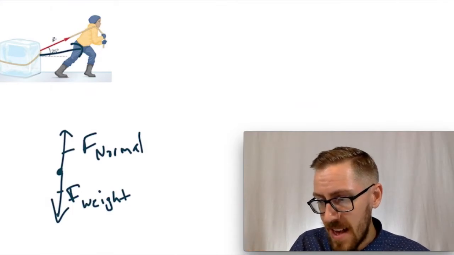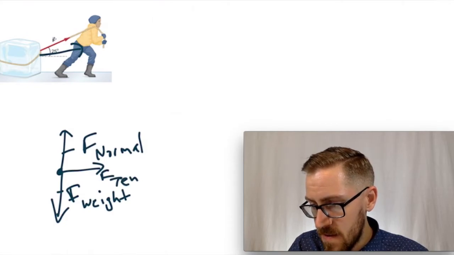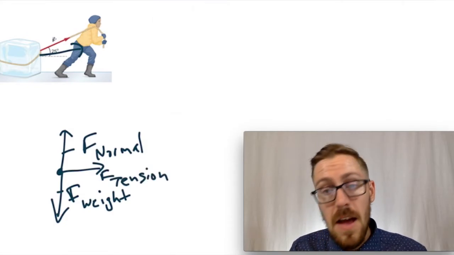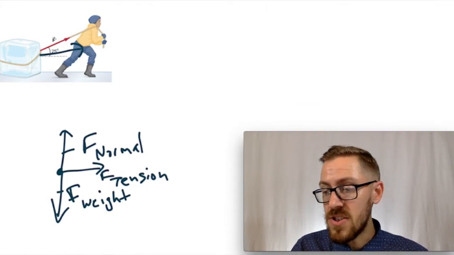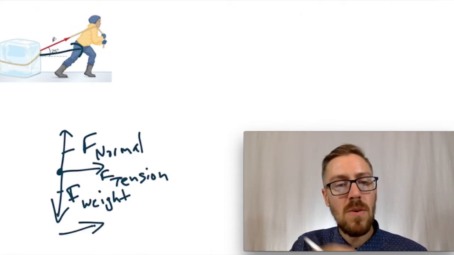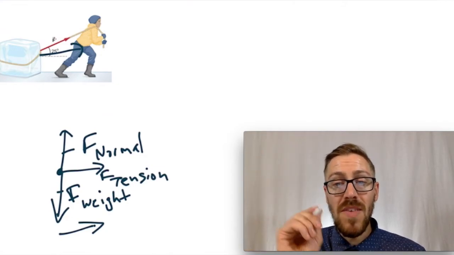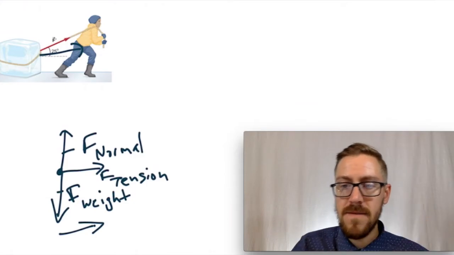Then again, same as last picture, there's some tension this way, F tension. But unlike the last one, since it's a block of ice, there's no friction back the other way. So you can see here, there's an overall force this way, and we'll talk about that in another video. What this is going to end up causing is a change in velocity that way.